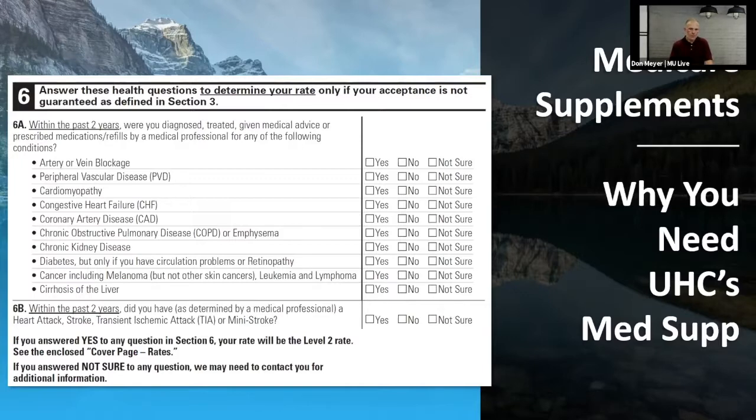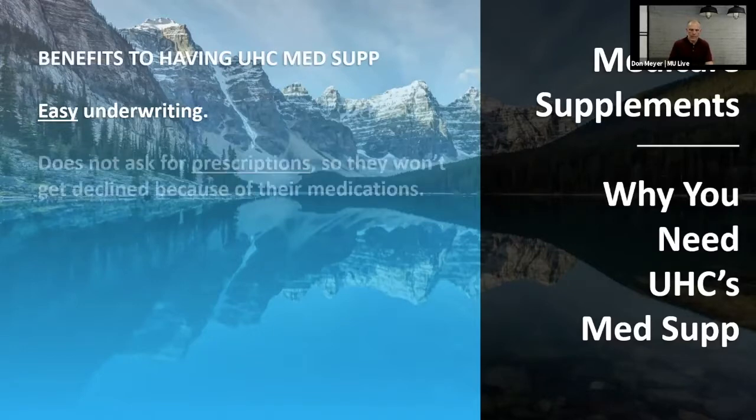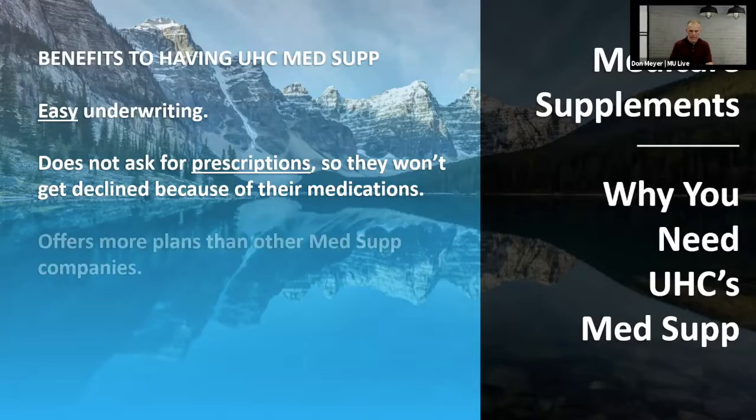So one of the reasons you need this plan and one of the benefits is, number one, it's the easy underwriting. Right? If somebody has a lot of challenging health situations, and they're not in their open enrollment or guaranteed issue situation, you need to consider United Healthcare. It also does not ask for prescriptions. With a lot of the other carriers, they have what's called a declinable drug list, and if they take any medication on there, they're not going to qualify. For this, there's no list of knockout drugs. All right. And they offer more plans.